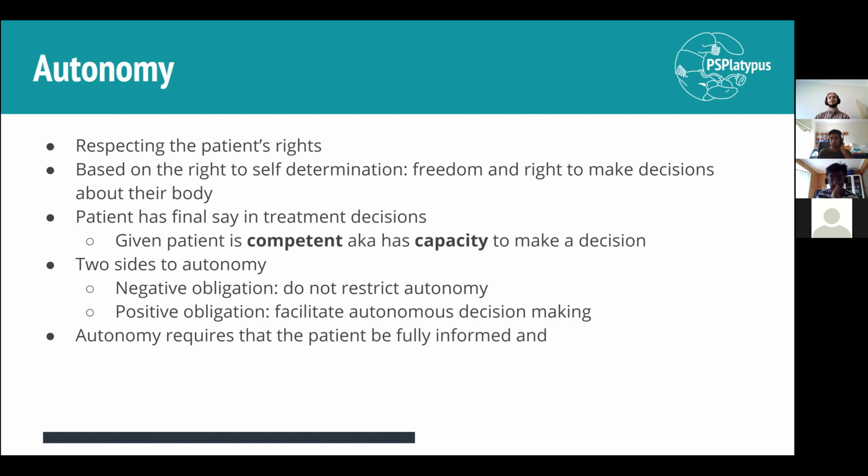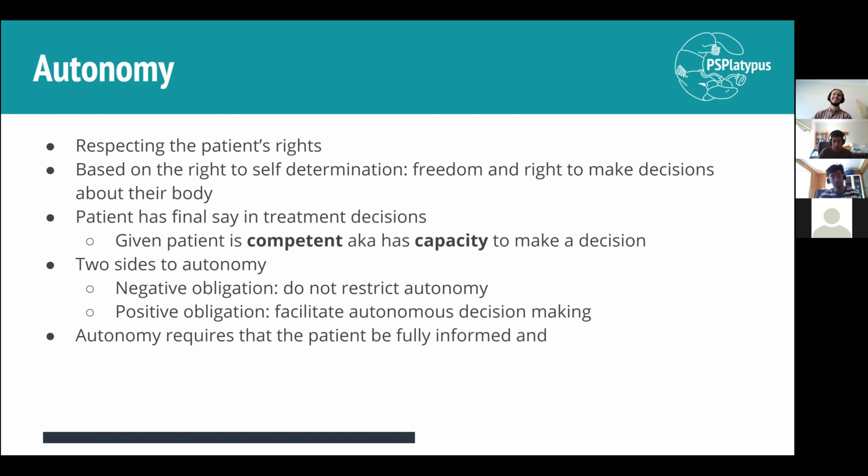And there are 2 sides to autonomy. We both have a negative obligation to not restrict autonomy, to not impose restrictions that prevent people from being able to make free choices about their body. And we also have a positive obligation, which is to facilitate their ability to be autonomous in their decision-making, to be able to make decisions on their own terms.